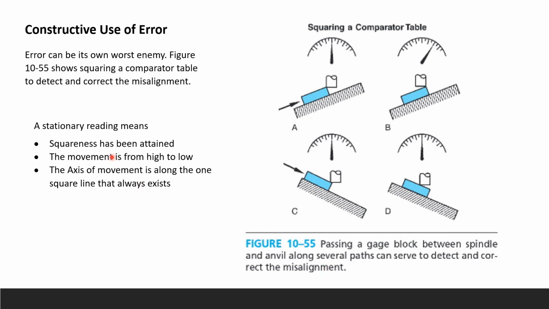Stationary reading means squareness has been attained. The movement is from high to low. The axis of movement is along the one square line that always exists. Okay? That is a stationary reading. Or it will create an incredible amount of error coming from your misalignment.